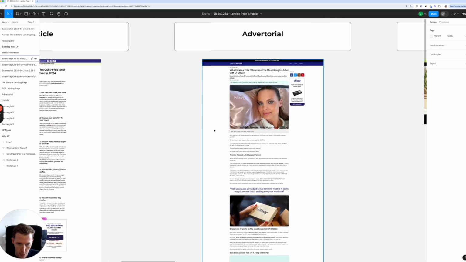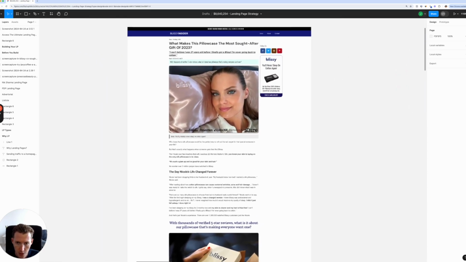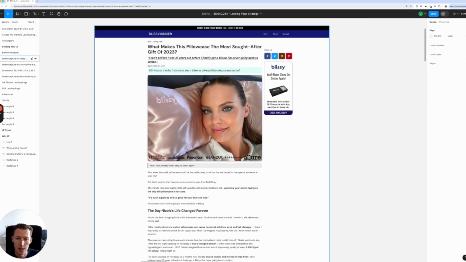And to give you an example of this advertorial, this one here from Blissy, you can see that it's a little bit blurry, mainly because I had to screenshot a long page, but I think you'll see this, and obviously there's a link down below, you'll be able to see it as well. But you can see it's an editorial news style. It doesn't really look like it's coming from the brand.